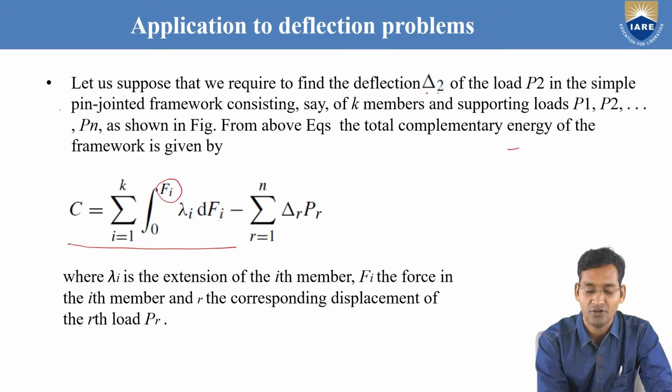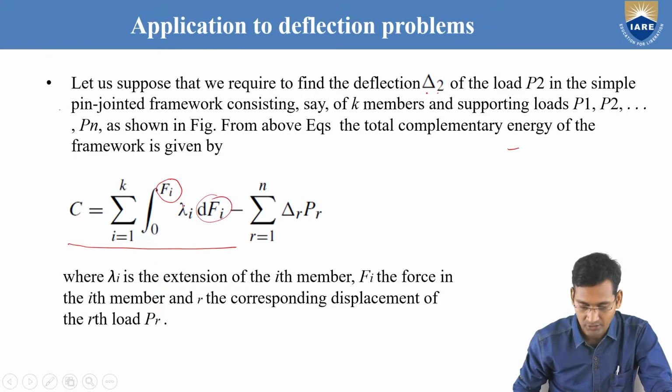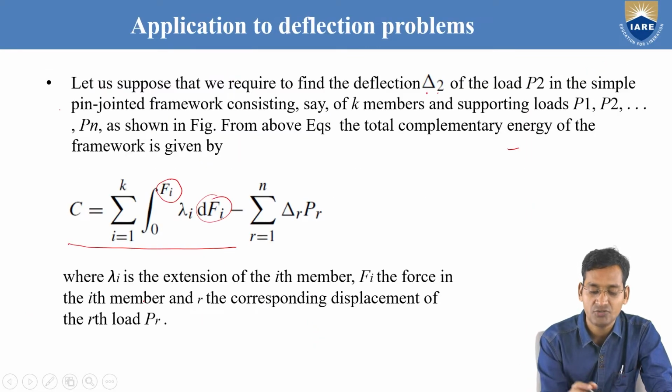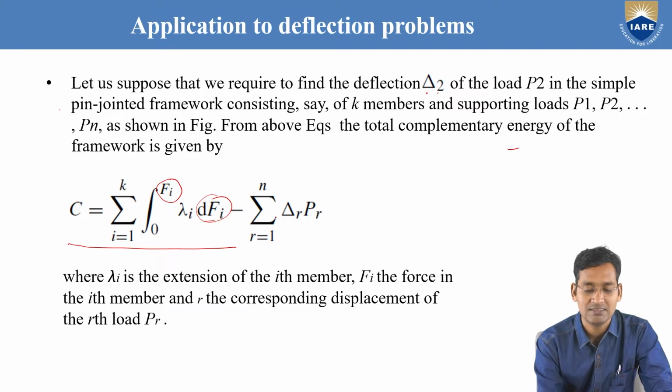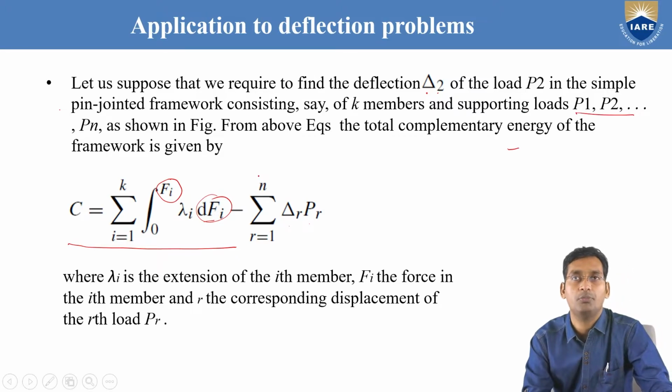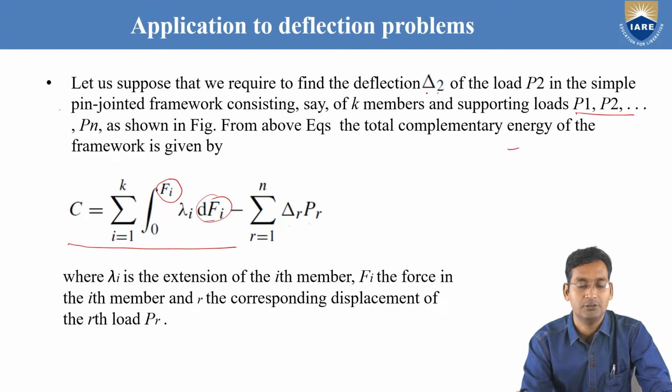So C equals the sum over i equals 1 to k of the integral from 0 to Fi of lambda i dFi. Whatever is variable, according to that it varies, just like here, the integral of y dp or 0 to p of p dp. Here p is there. Now, in a generalized way, we take Fi, so dFi, minus the sum over r equals 1 to n of delta r pr, where pr is P1, P2, P3, and so on up to Pn, which we already saw.